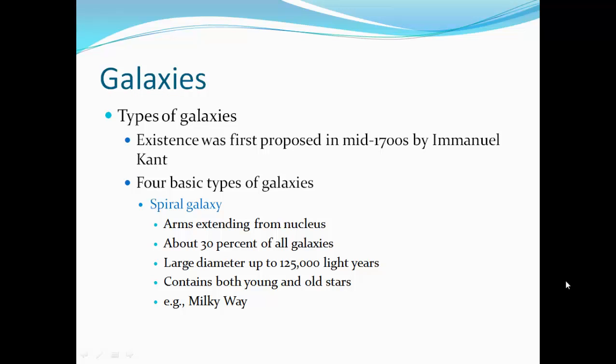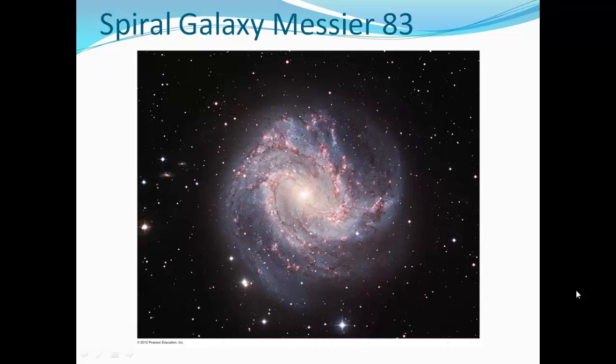That's black holes. Now, types of galaxies. Their existence was first proposed in the mid-1700s by Immanuel Kant. There are 4 basic types of galaxies. A spiral galaxy has arms that extend from the nucleus. About 30% of all galaxies are spiral, with a large diameter of up to 125,000 light years, and they contain both young and old stars. The Milky Way, our galaxy, is a spiral galaxy.